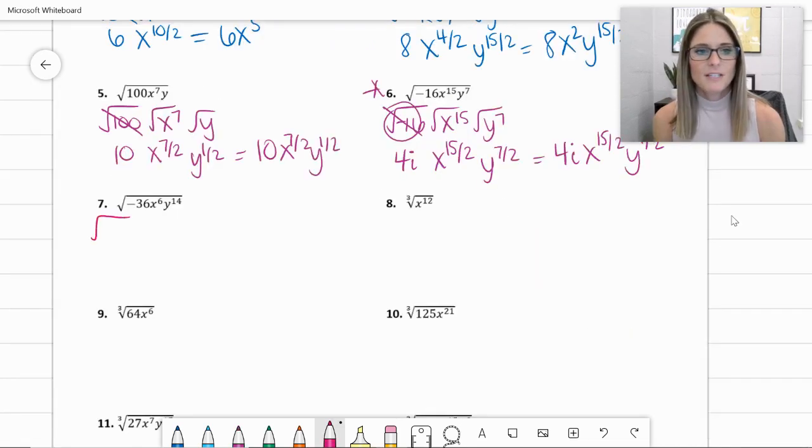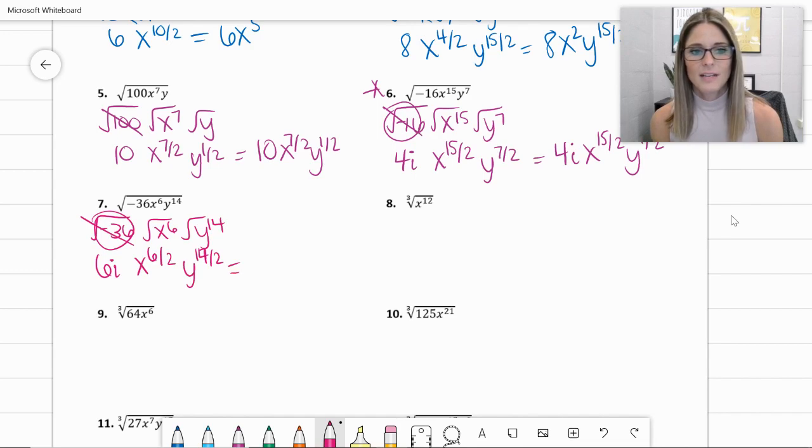Number 7, square root of negative 36, square root of x to the 6th and square root of y to the 14th. I can evaluate the square root of negative 36 is 6i. I'm going to rewrite the square root of x to the 6th as exponent 6 over 2 and y as 14 over 2, and simplify where I can. So 6i x to the 3rd y to the 7th.